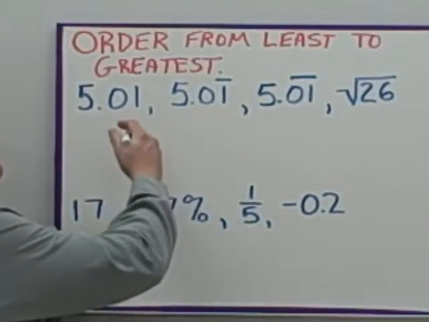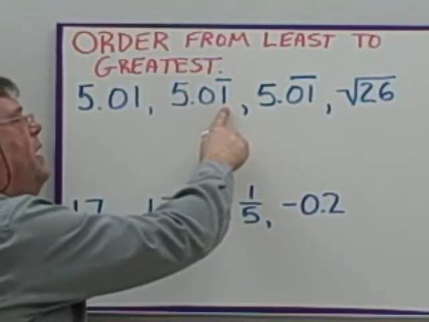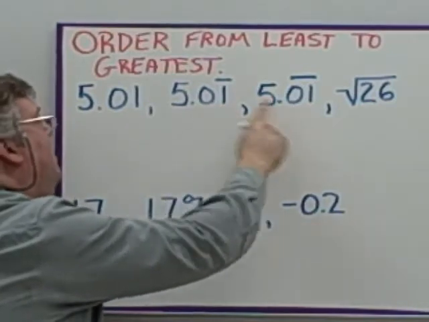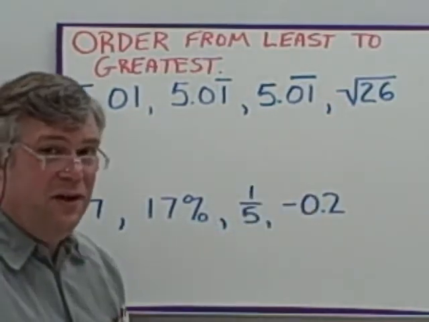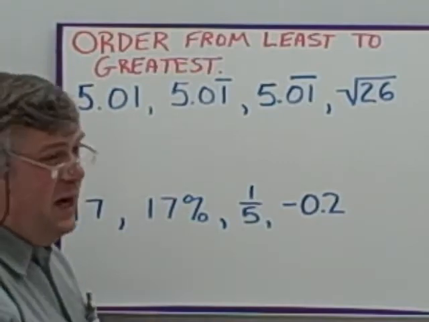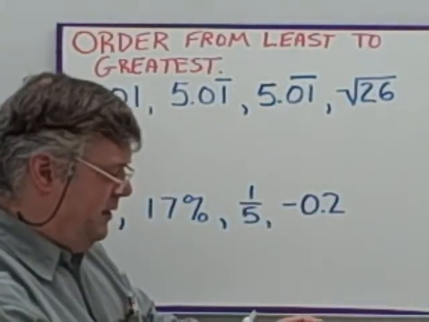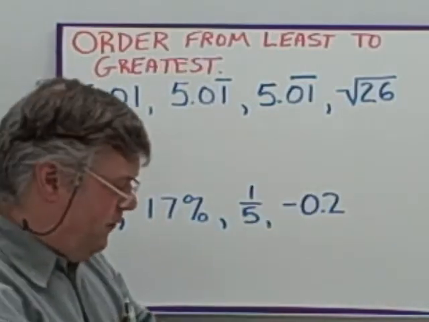Now, looking at these, I can see a lot of 5.01s, but this one has the 1 repeating, this one has a 0.1 repeating, this one has nothing repeating, and this is the square root of 26, which is pretty close to 5 in value. First thing I'd like to do is find out what the square root of 26 is, because that's the oddball out. It doesn't have a 5.01. Let's find out what it is.